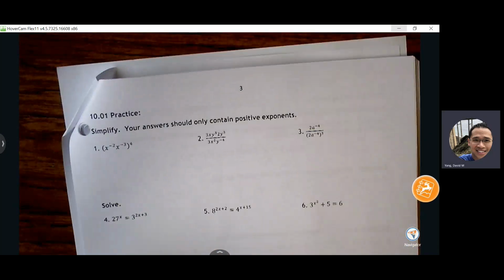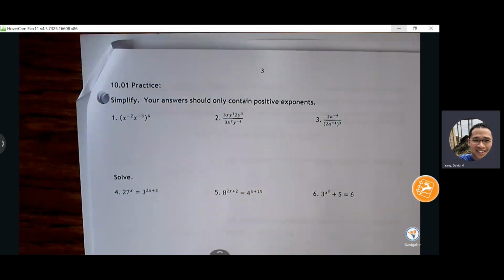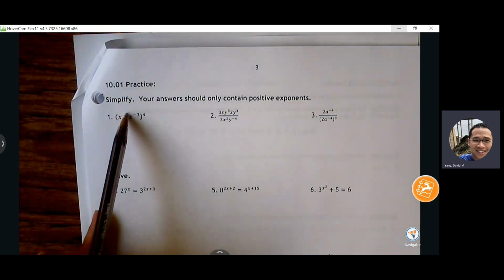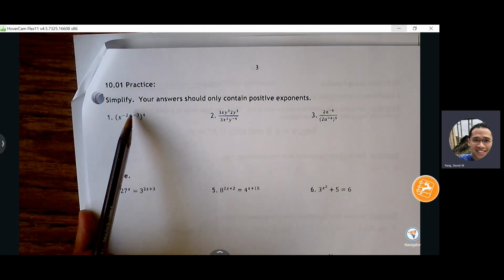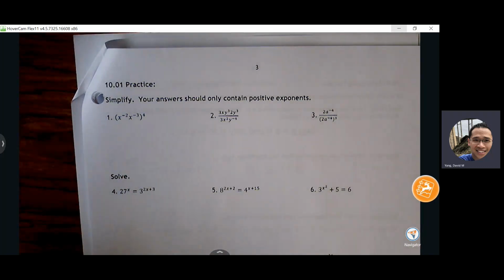Okay, simplify. Express your answer only in positive exponents. So let's go ahead, and we know we can distribute these exponents through. So if I distribute, I'm just going to multiply. So I'll multiply the exponents through.